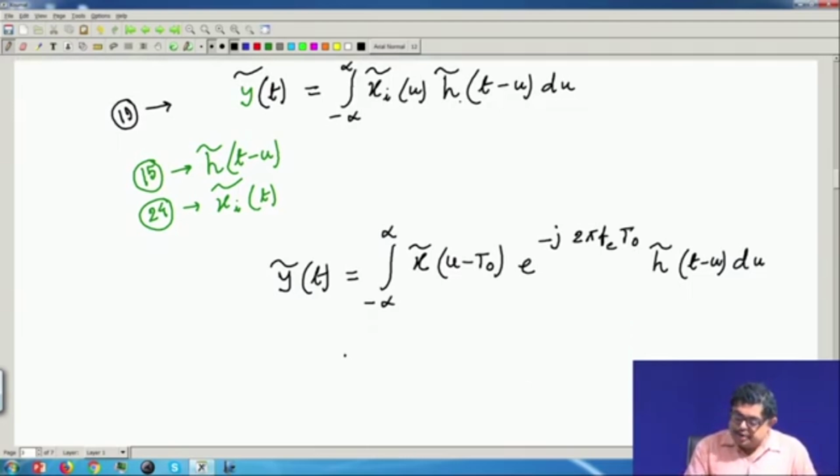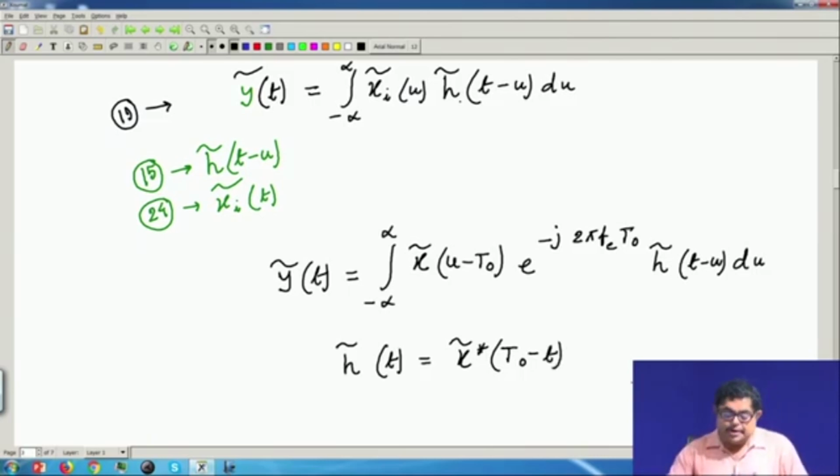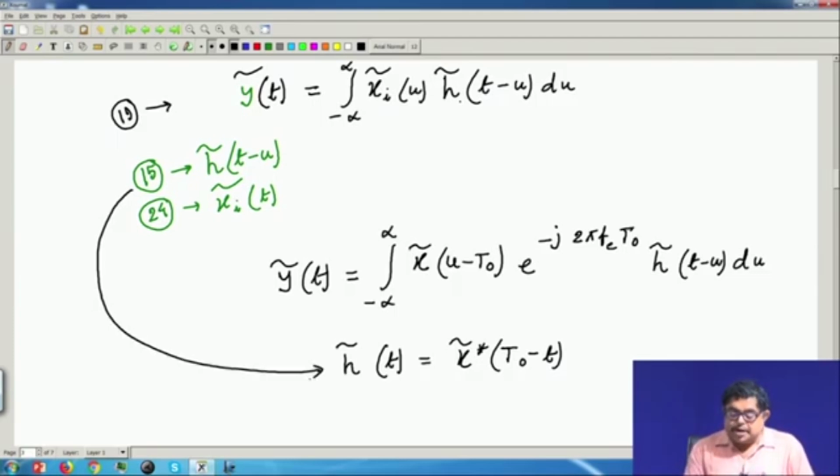We know that h of t is the definition of the match filter. That means equation 15 tells us this, but we will have to find h of t minus u.